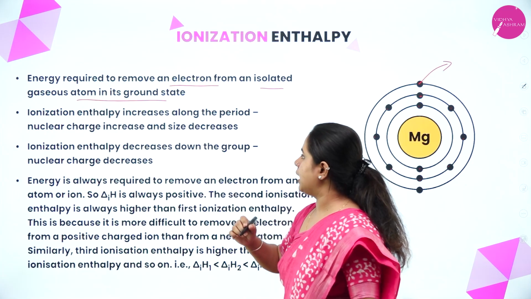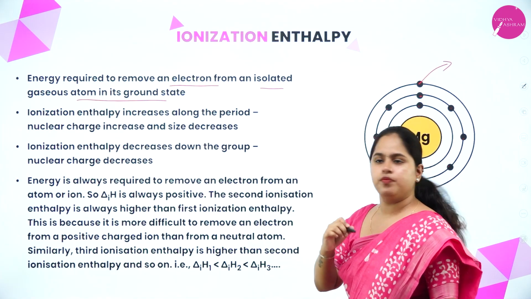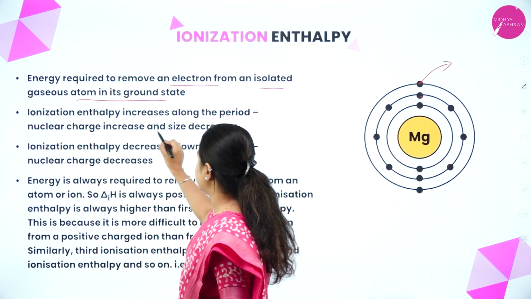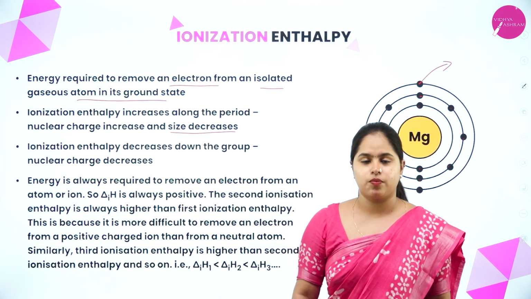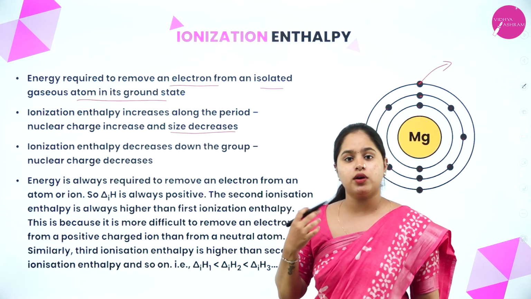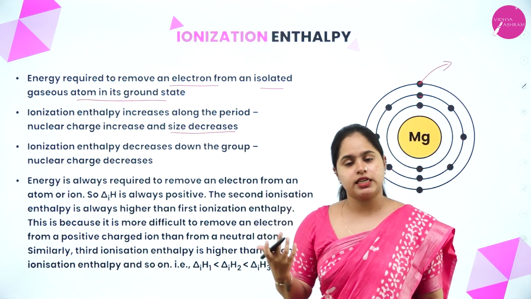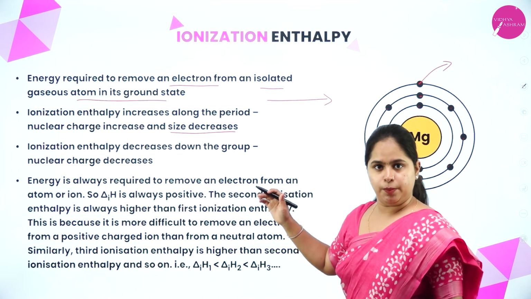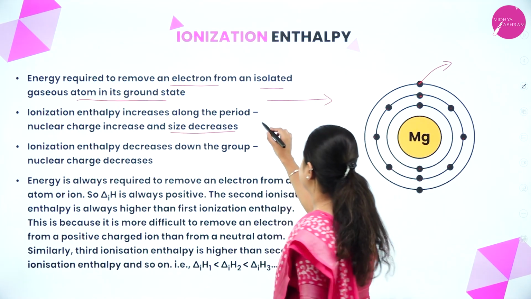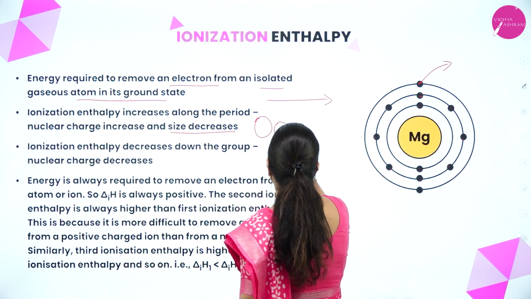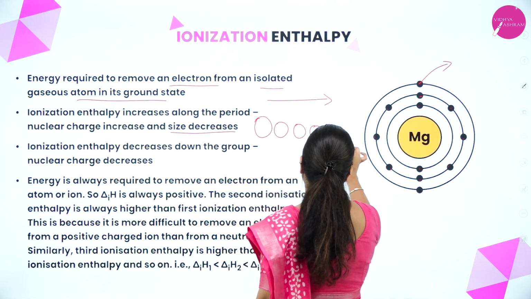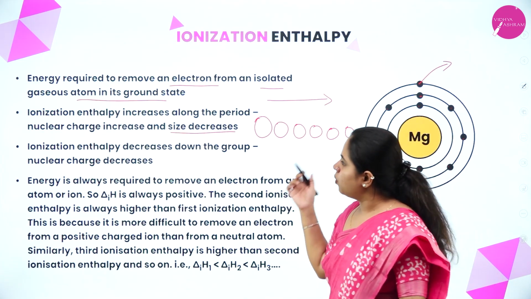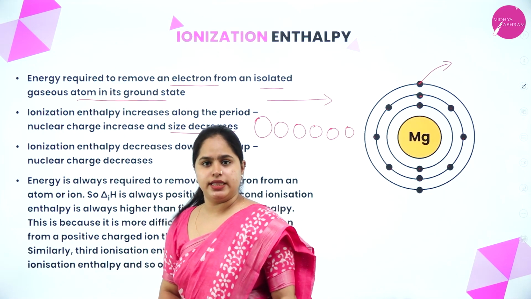So ionization enthalpy increases along the period, because nuclear charge increases and the size decreases. So why does it increase along the period? What do we know? Along the period, the size of the atom keeps on decreasing. We already studied this, right? Now, how does it relate to the ionization enthalpy?